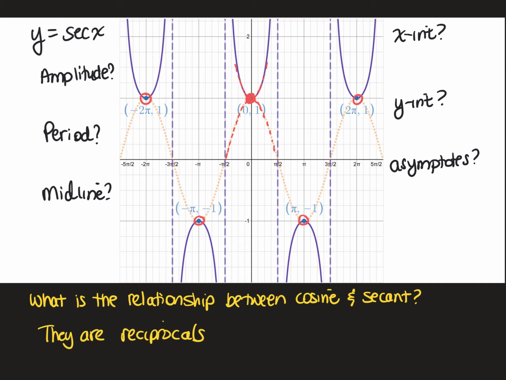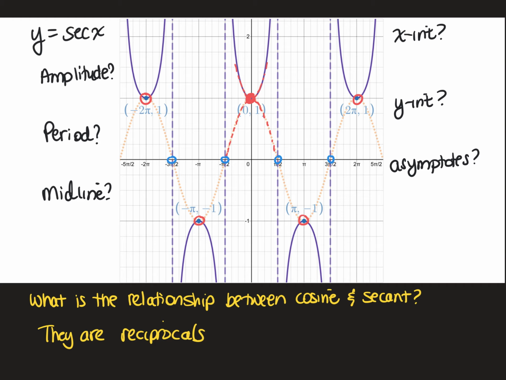If you look at all of your x-intercepts on your cosine graph, all of those x-intercepts become asymptotes. So what was once 0 is flipped to become undefined, and that's why we see those as asymptotes.